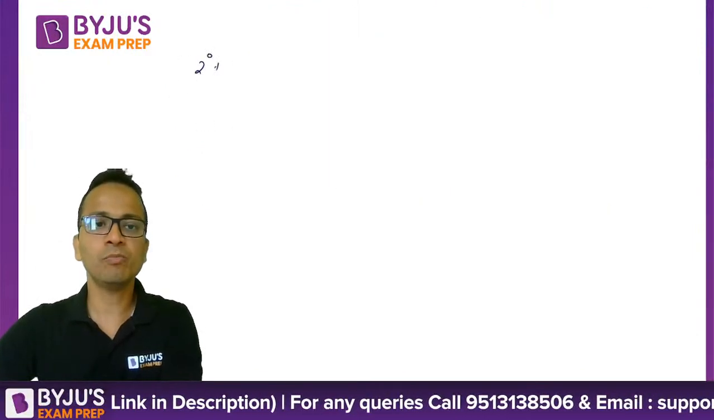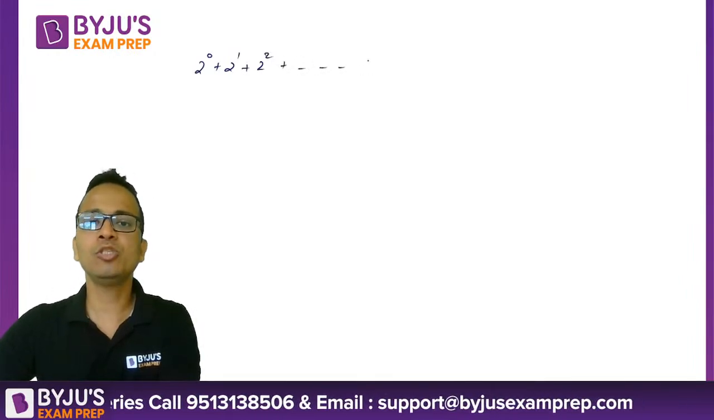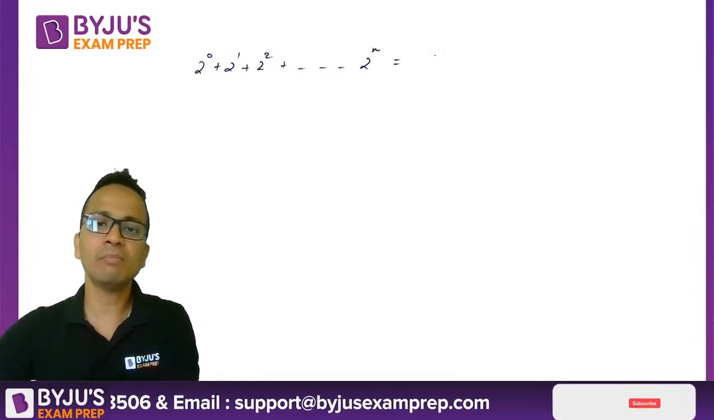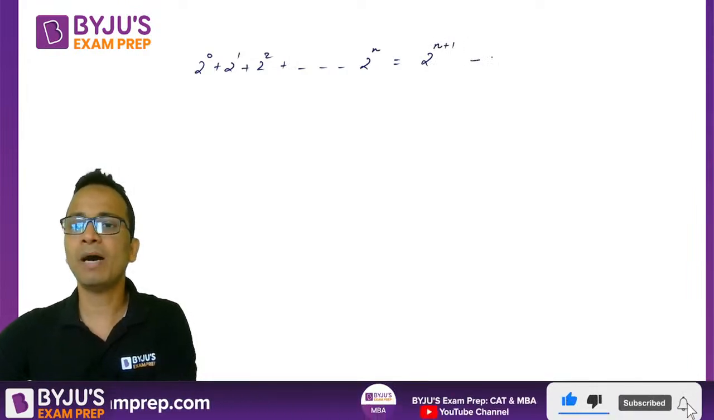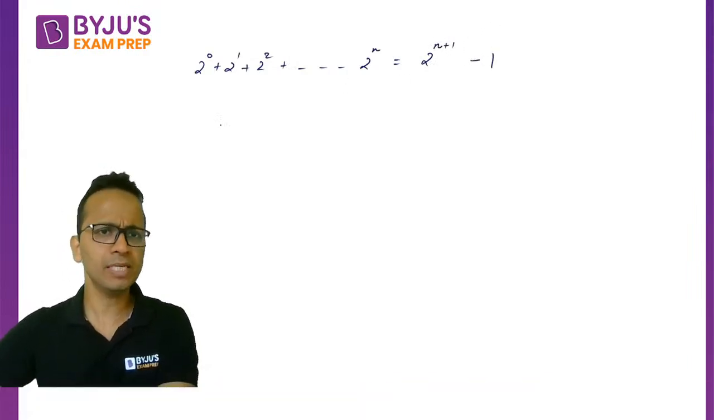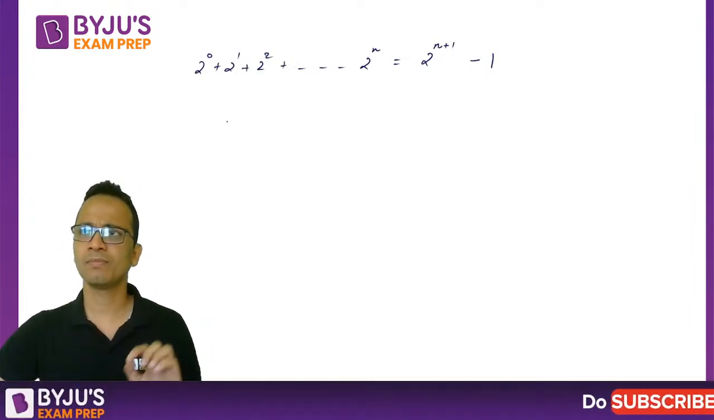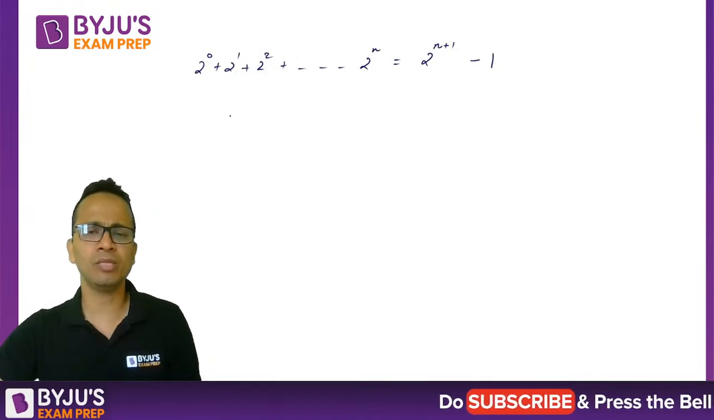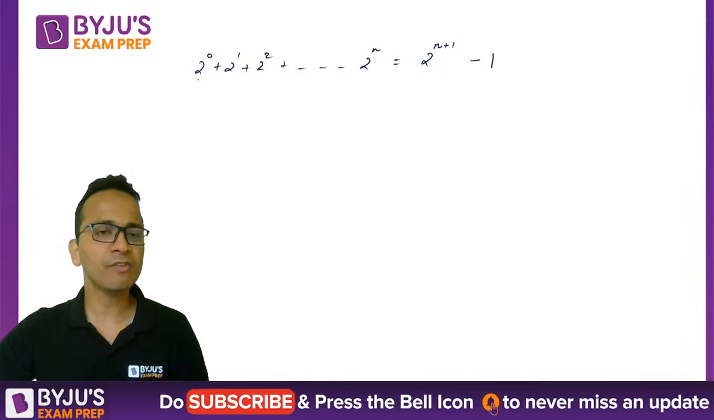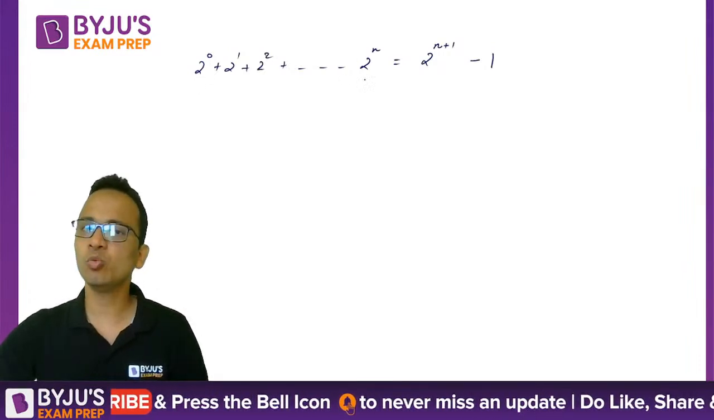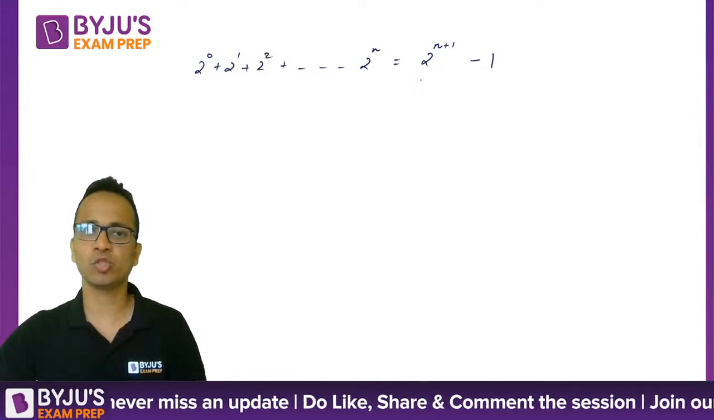2 raised power 0 plus 2 raised power 1 plus 2 raised power 2 up till 2 raised to the power n. This sum is equal to 2 raised to the power n plus 1 minus 1. ये sum की वैल्यू ये होती है. Okay, so you will learn this formula in permutation, combination, binomial theorem. At lots of places this formula is used. Okay, so starting from 2 raised to the power 0 up till 2 raised to the power n, the sum is 2 raised to the power n plus 1 minus 1.